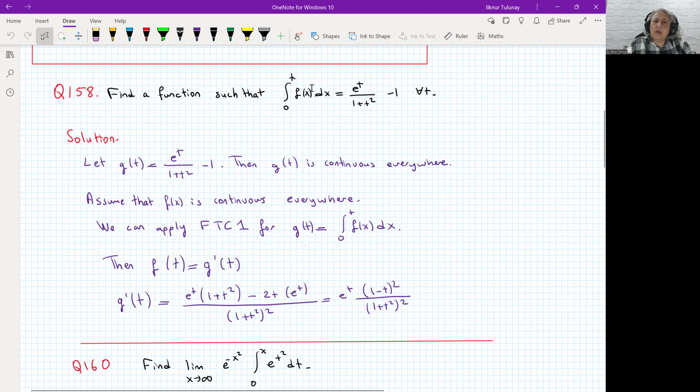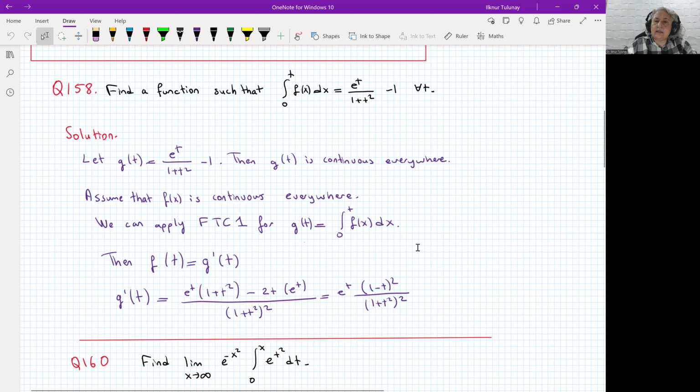We found the function f satisfying this condition. So this is the f function. The point is that the fundamental theorem of calculus is really helpful. Without calculating the integral, you will find the result. That's the idea. Let's do the second example.